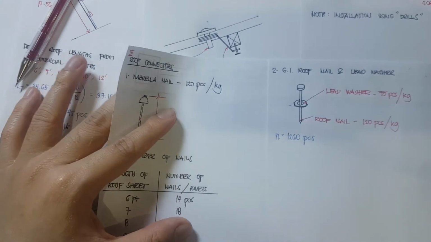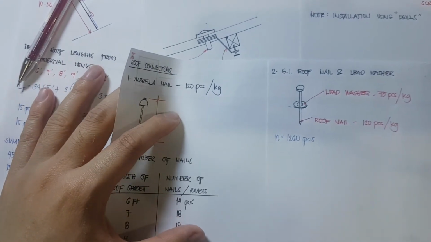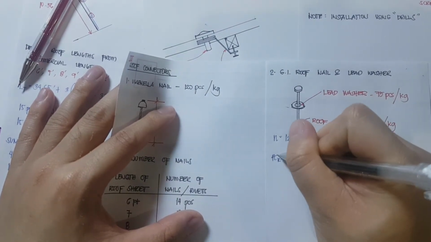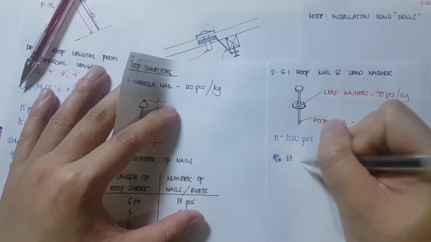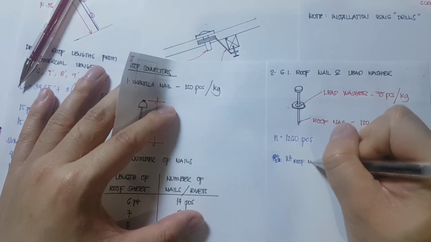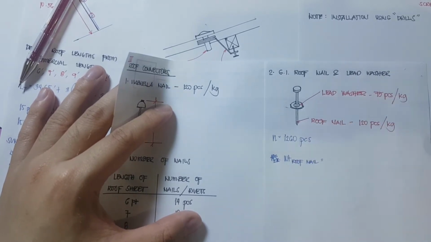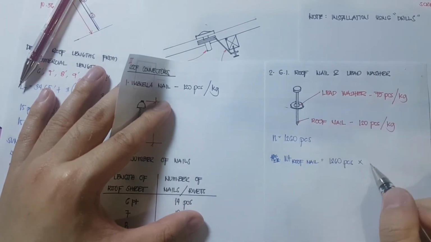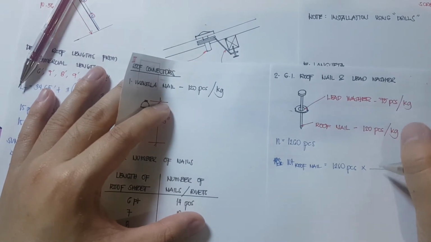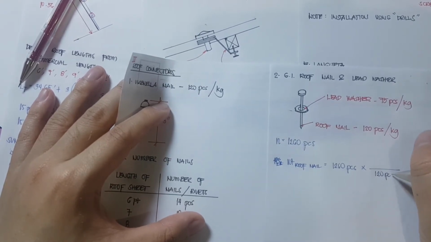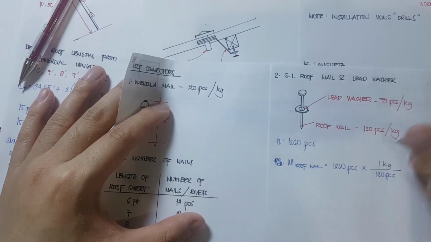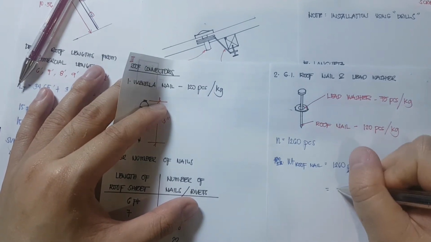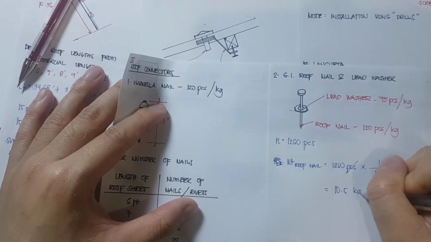So, for the number of pieces, the same computation, we have 1,260. Pag mag-order tayo, it would be in kilogram. So, for the weight of roof nail, it would be 1,260 pieces times 1 kilogram per 120 pieces. Cancel out. Therefore, the weight for the roof nail is the same, 10.5 kilograms.